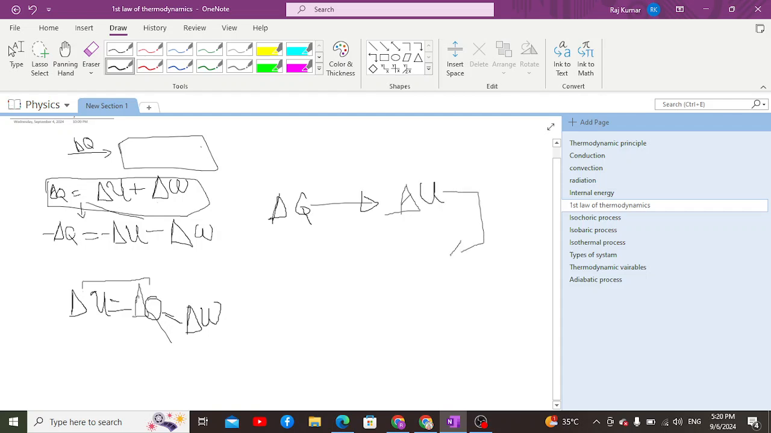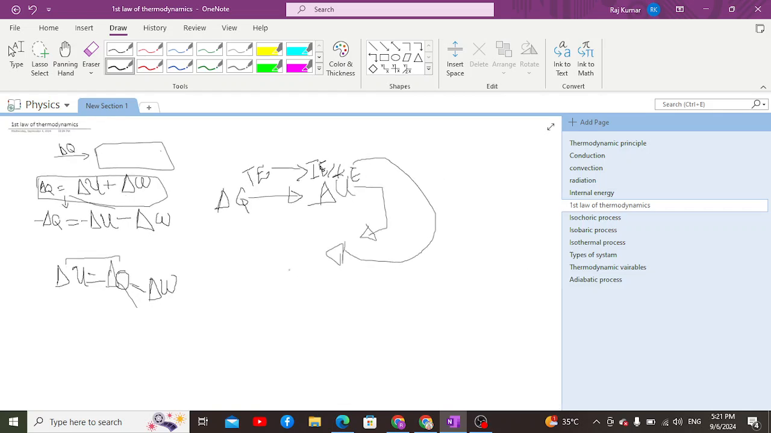and that increase in internal energy, whenever there is an increase in internal energy due to the provision of thermal energy, thermal energy is converted into internal energy. And once thermal energy is converted into internal energy or kinetic energy, that increase in kinetic energy is then utilized to do work on or by the system. So this is a major concept.